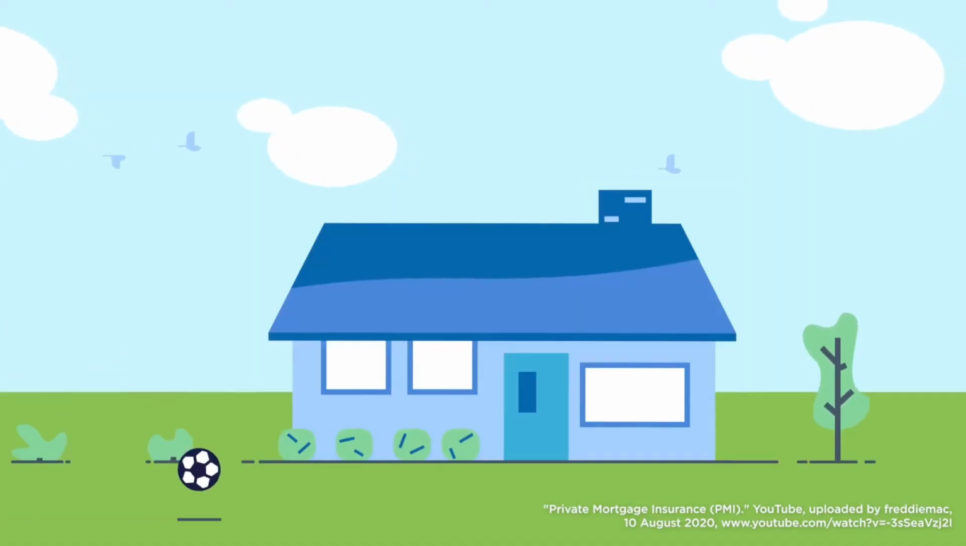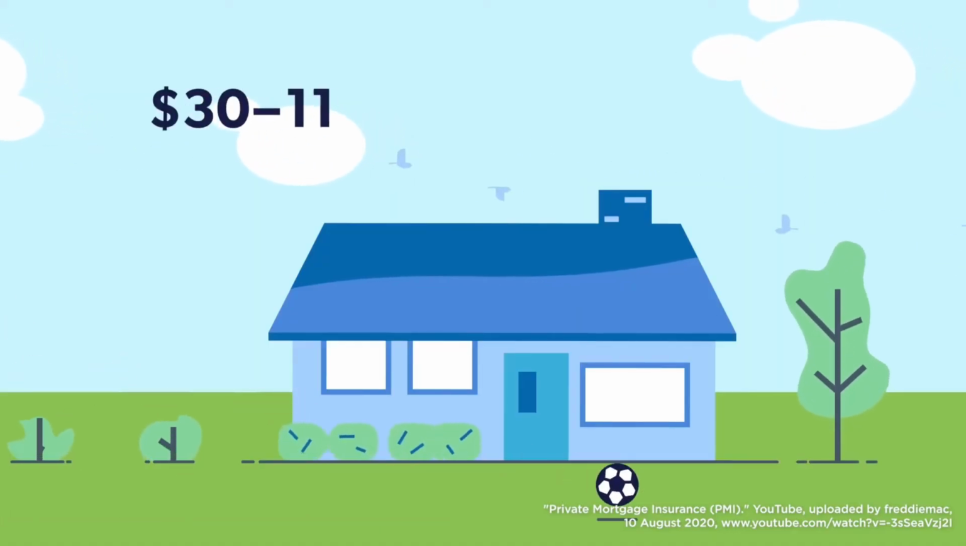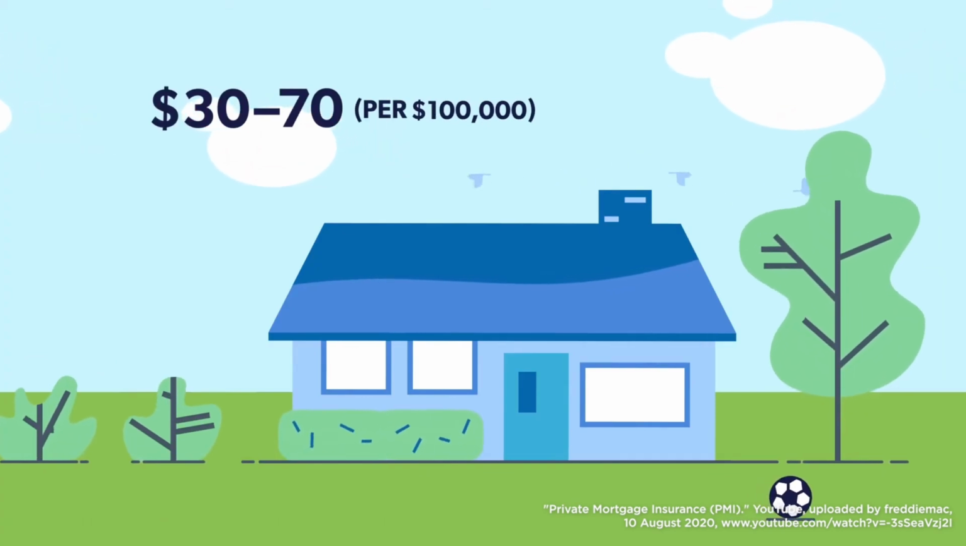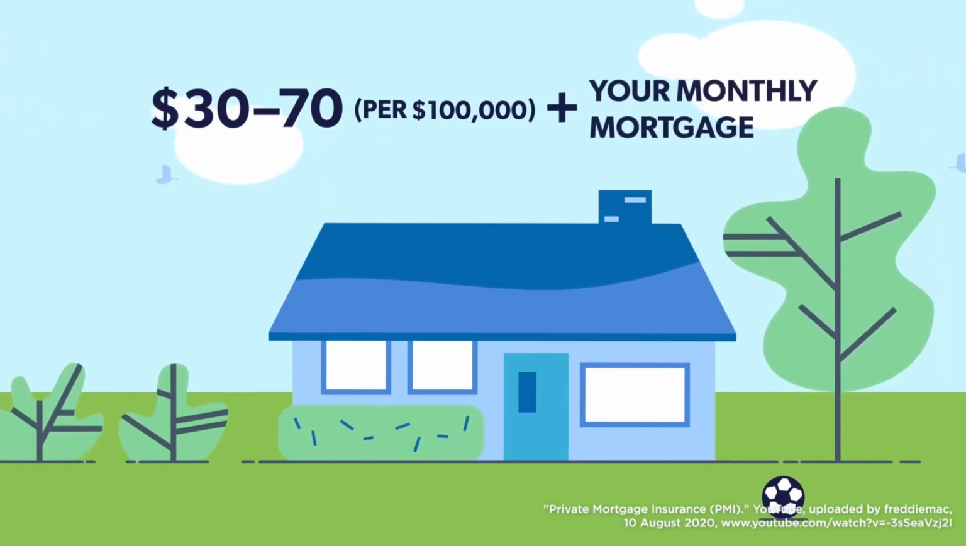So what the mortgage insurance does is it makes homeownership available for more people by letting them put down 3, 5, 10% down and not have to worry about having such a large down payment in the very beginning.